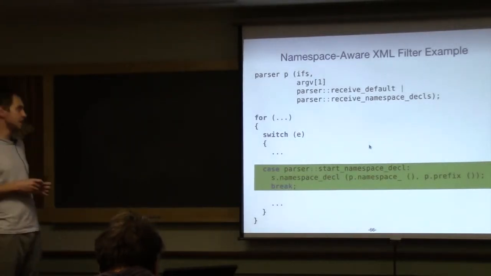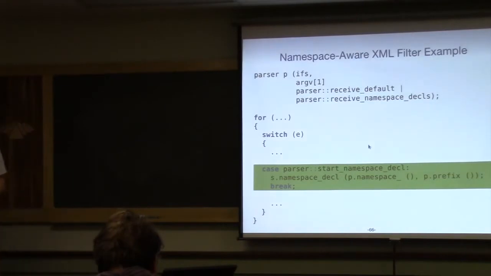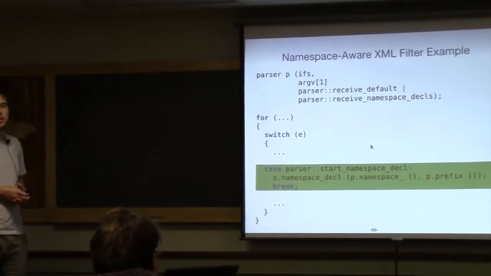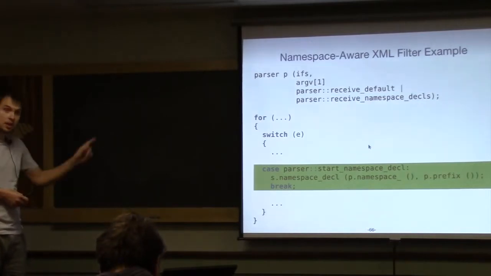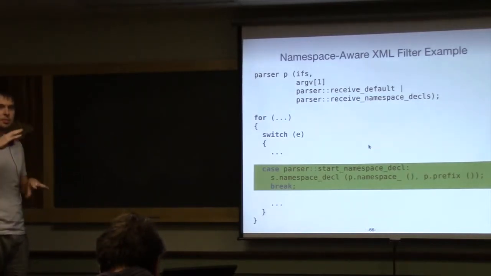Yes. So the question was: is there an end namespace declaration? Yes, there is one, but it's implicit. It's kind of scoped in XML, so we don't need to do anything for it here. But you can, if for example you're building a stack of namespaces yourself. Okay, another question?